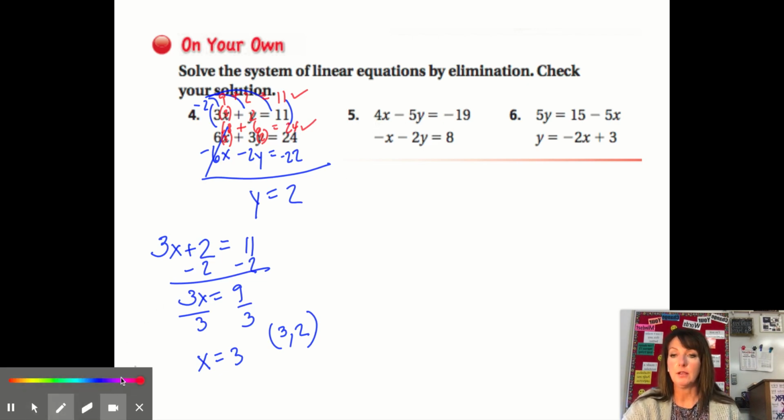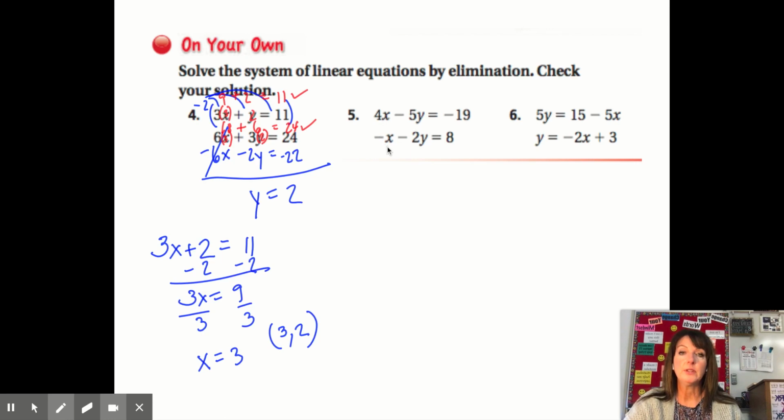I'm going to carry right along here. In number 5, this is already a negative x, so if I multiply the second equation by 4, my x's would cancel. Remember that you're doing all three parts of that equation. So -4x, -8y, and 32. Now, this is gone, right? So 4x and -4x cancel.